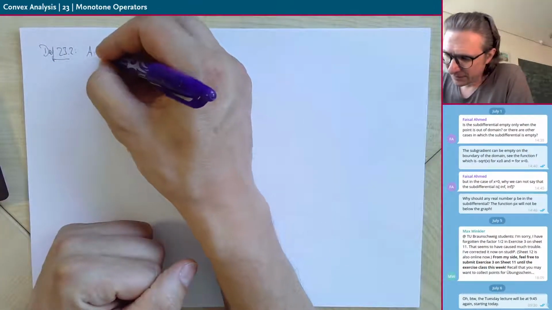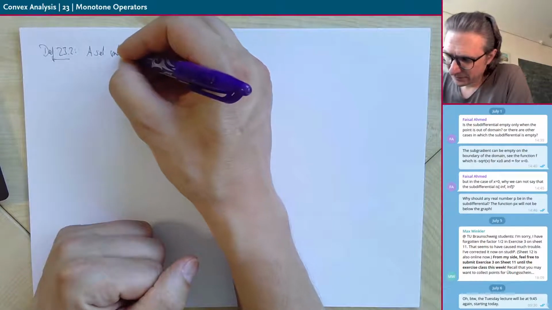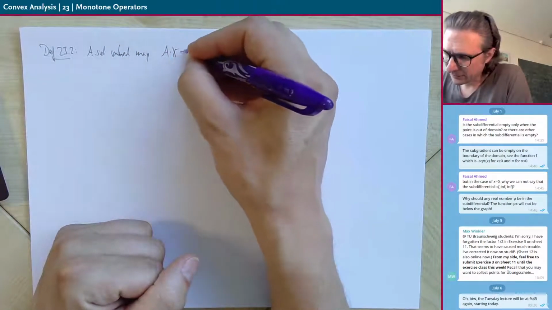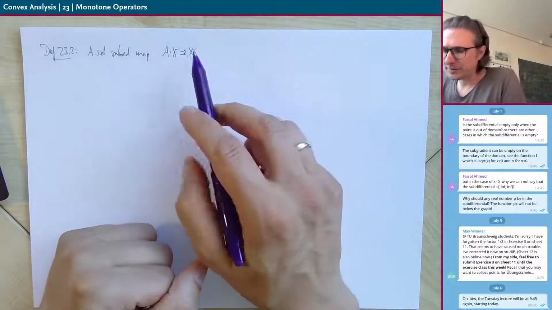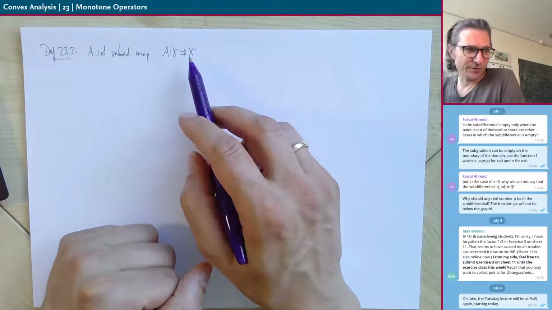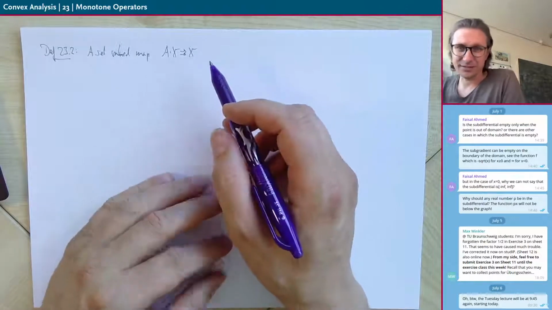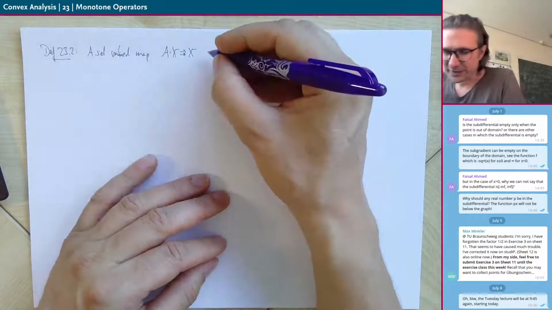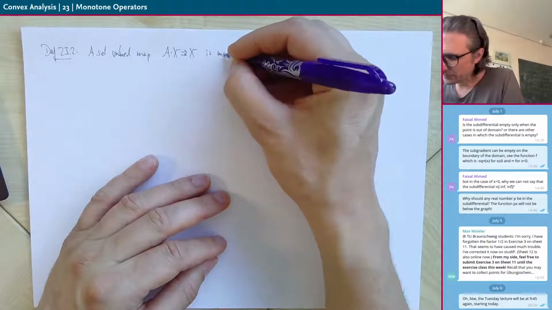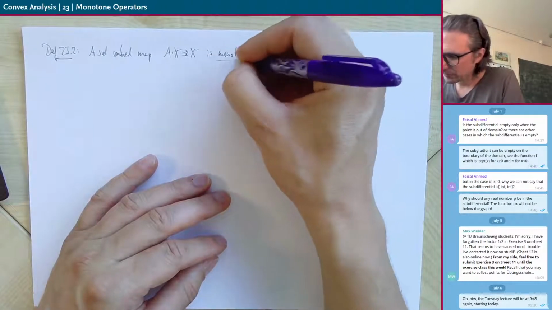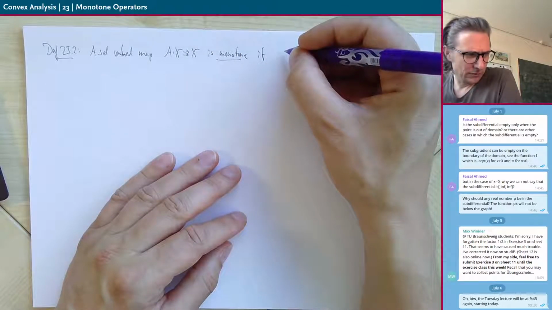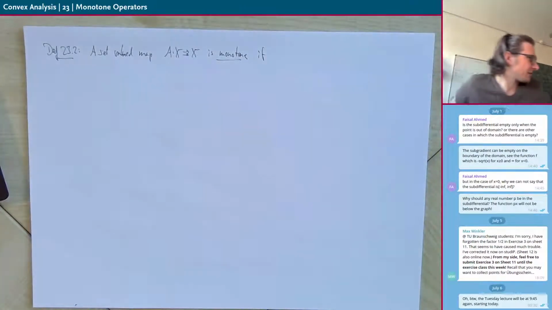A set-valued map A mapping X to X. Of course here I always used X and X as domain and range, but these spaces can in principle be different. We will not use that here. So what I want to define is this is called monotone if... oops, that's a typo.